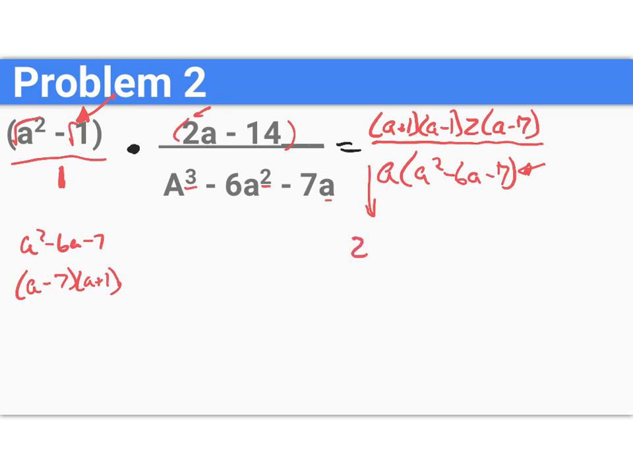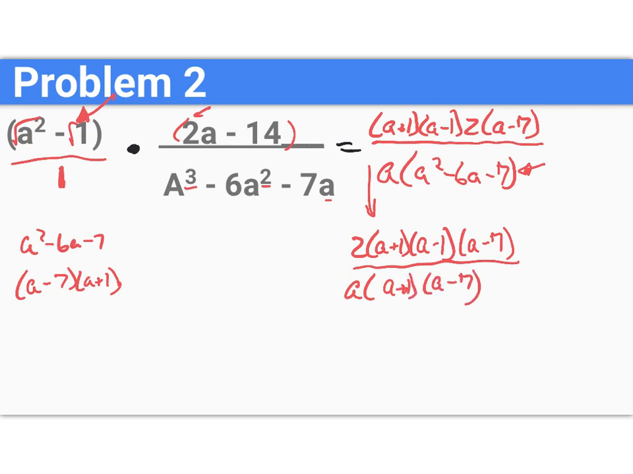So 2 times the quantity a plus 1, a minus 1, a minus 7, all over a times a plus 1, a minus 7. Okay, do we have anything that can cancel out? Well, yes, we do. A plus 1 divided by a plus 1 cancels out, and a minus 7 divided by a minus 7 cancels out. And then you get 2 times the quantity a minus 1, all over a.